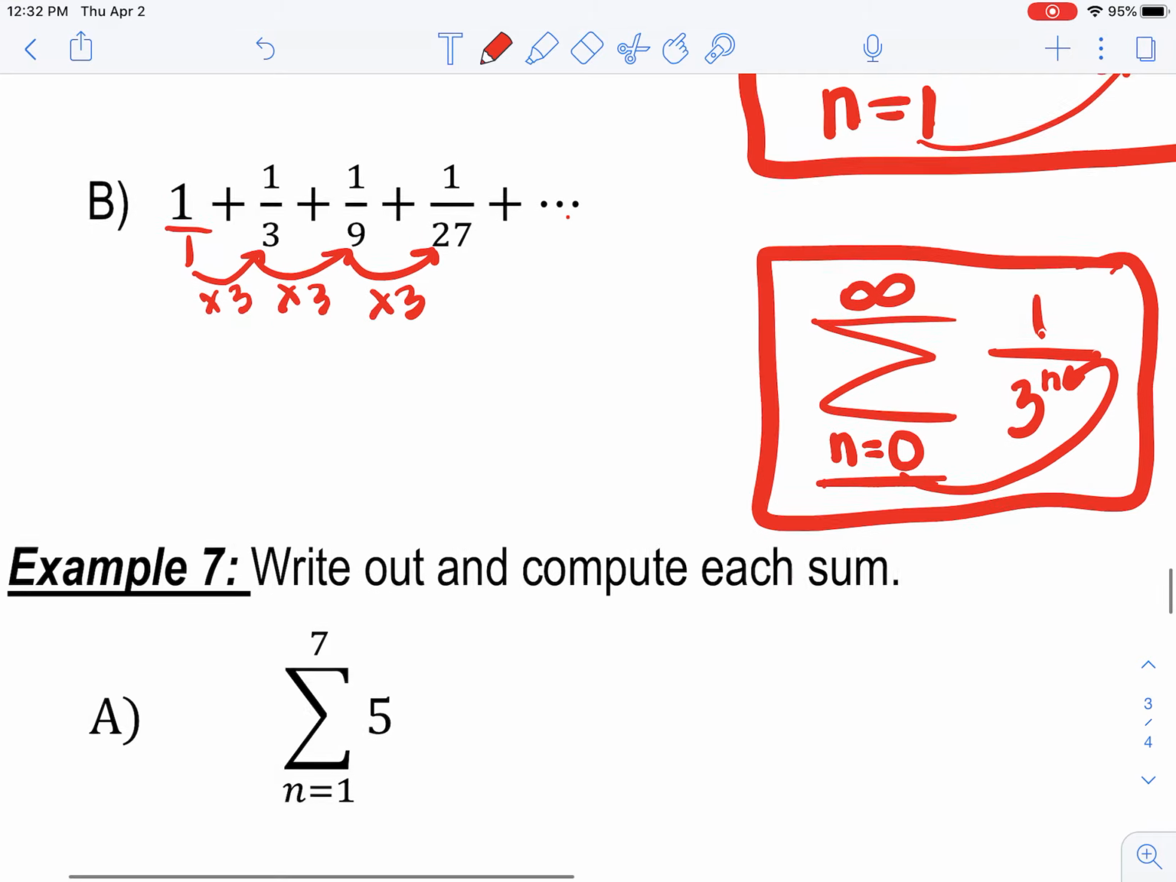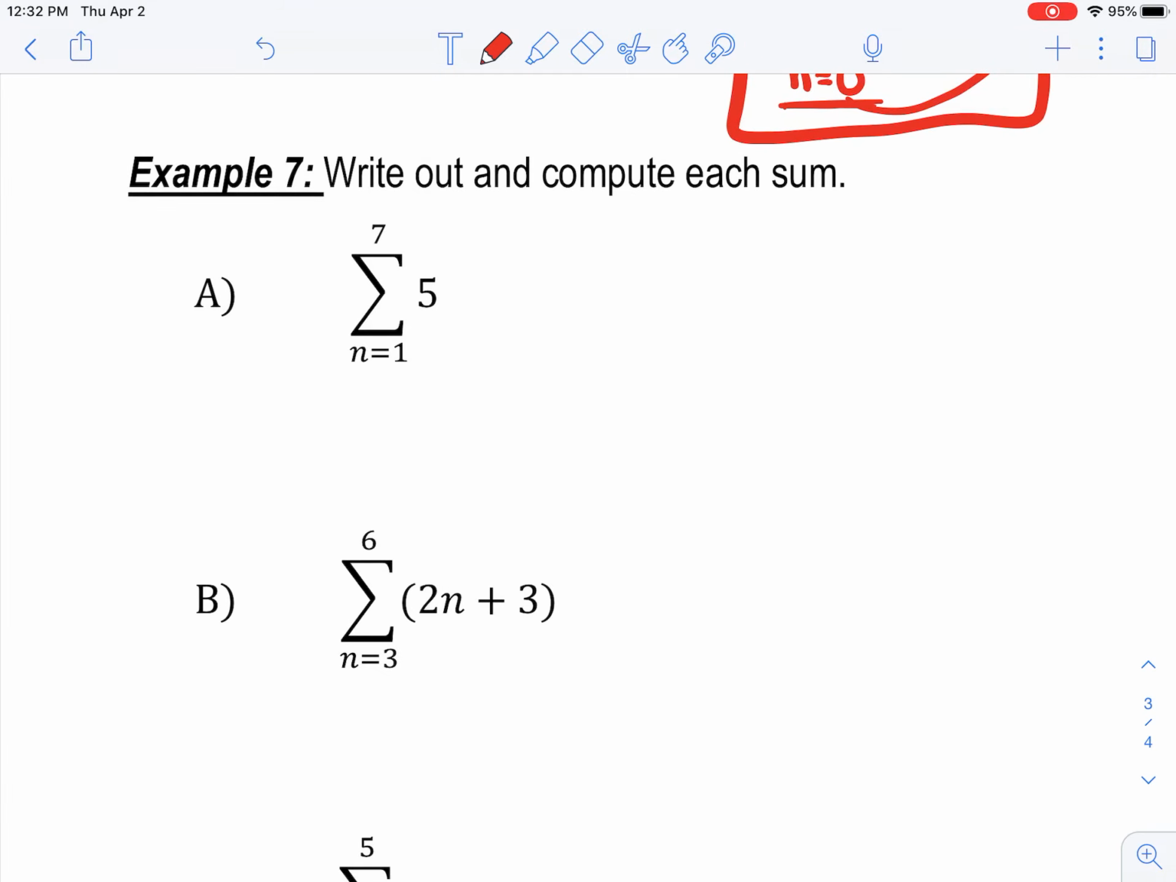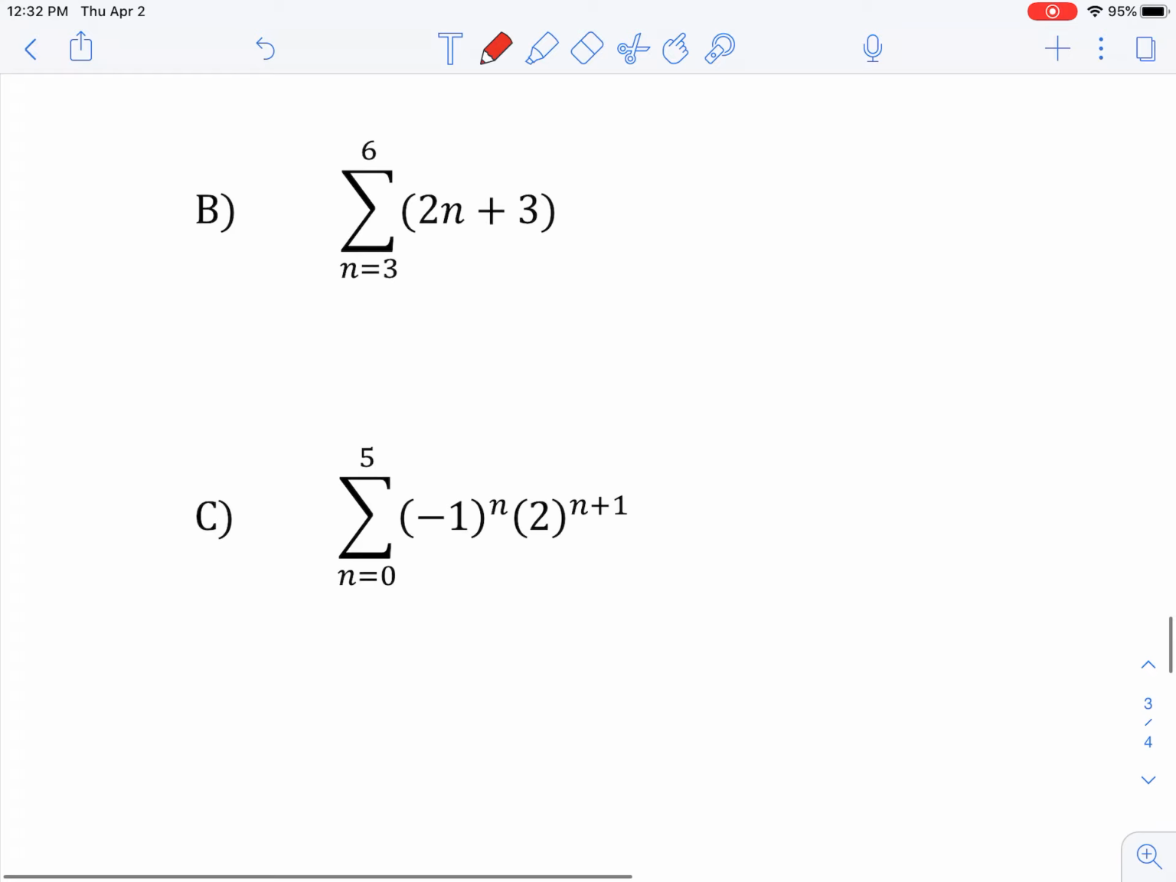of the same answers. All right, last but not least, right now this says write out and compute each sum. If you saw this on a standardized test, it doesn't need directions to go with it because this is sigma notation. If I just saw this problem by itself, I know that B says plug in 3, 4, 5, and 6. Once you get those terms, add them all up when you're done. So that's what you're going to do with these problems.